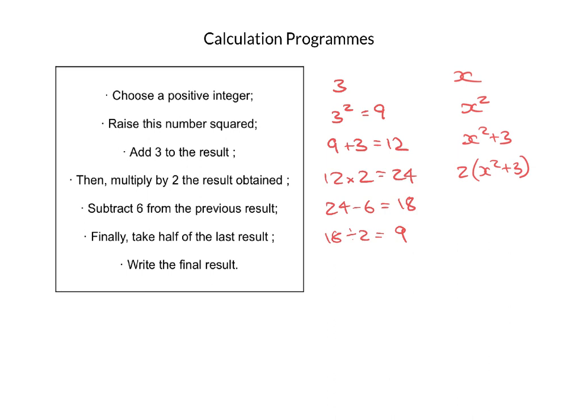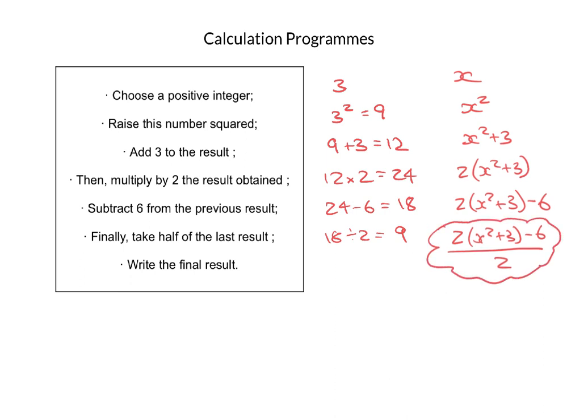Subtract 6 from this previous result. 2 x squared plus 3, subtract 6. Take half the result. So that's just going to be 2 x squared plus 3 minus 6 divided by 2. Now that last thing here, I'm going to put a little bubble around it, is pretty complicated. So let's try and tidy that up. So let's take it over here and see what we get.